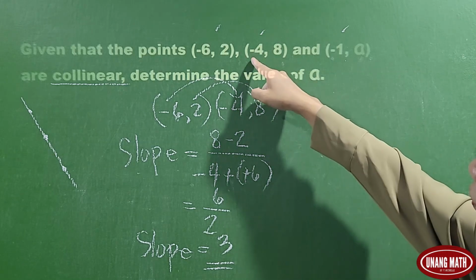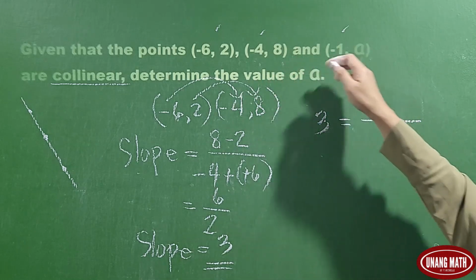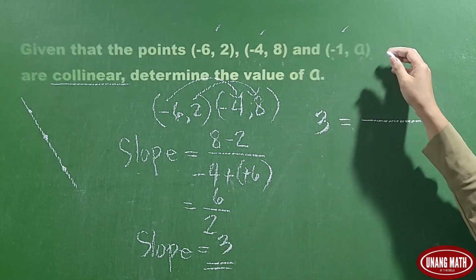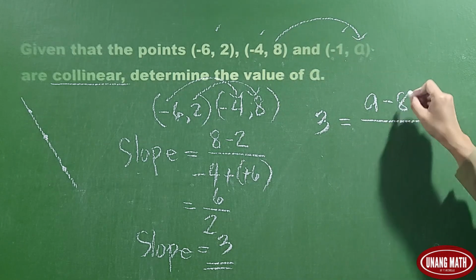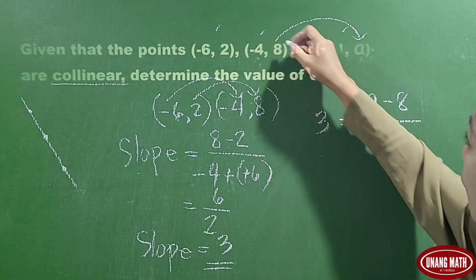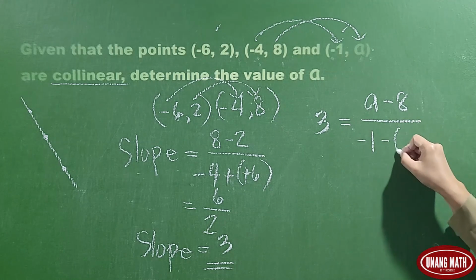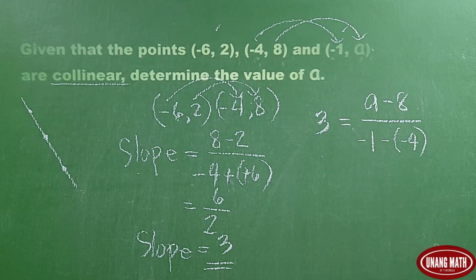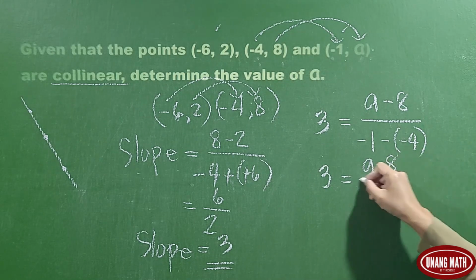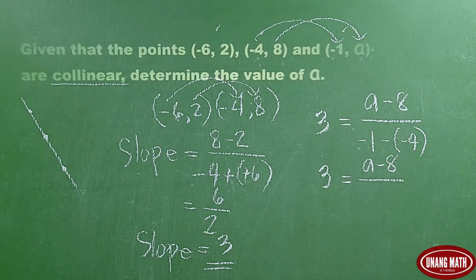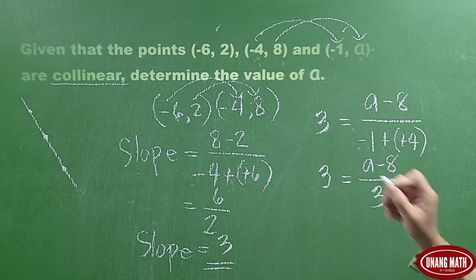And this is equal to the change in y over the change in x. So from 8 to a, it would be a minus 8. Okay, what about negative 4 to negative 1? So it's negative 1 minus negative 4. So this is 3 is equal to a minus 8 over negative 1 minus negative 4, which is negative 1 plus 4. And that's equal to 3.